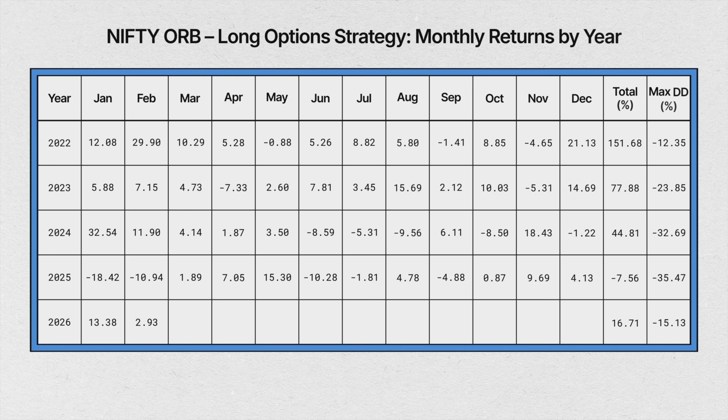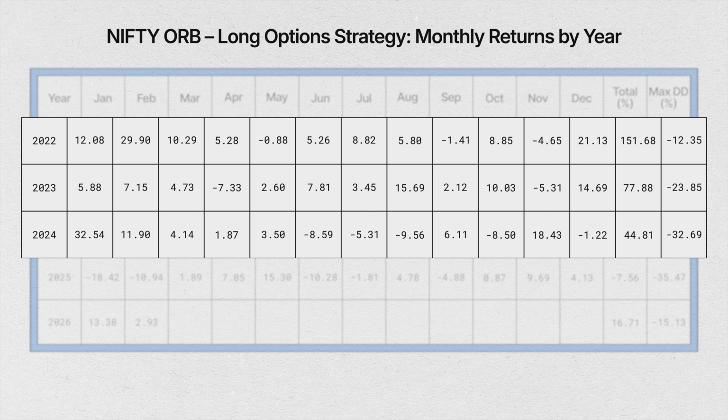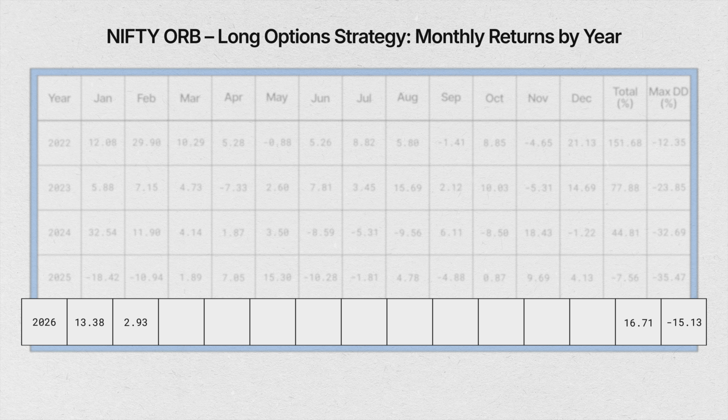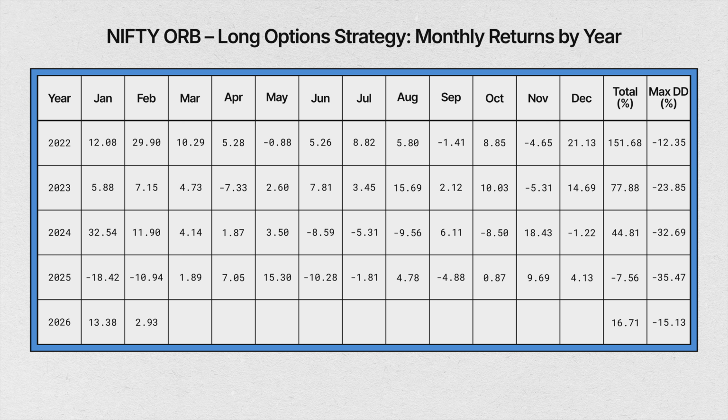Let's now look at the year and month-wise returns. 2022 to 2024 were not bad. Then 2025 seems as bad as it was for so many other strategies. 2026 so far is not bad again. Seems intraday trends are back. Let's see how it continues.